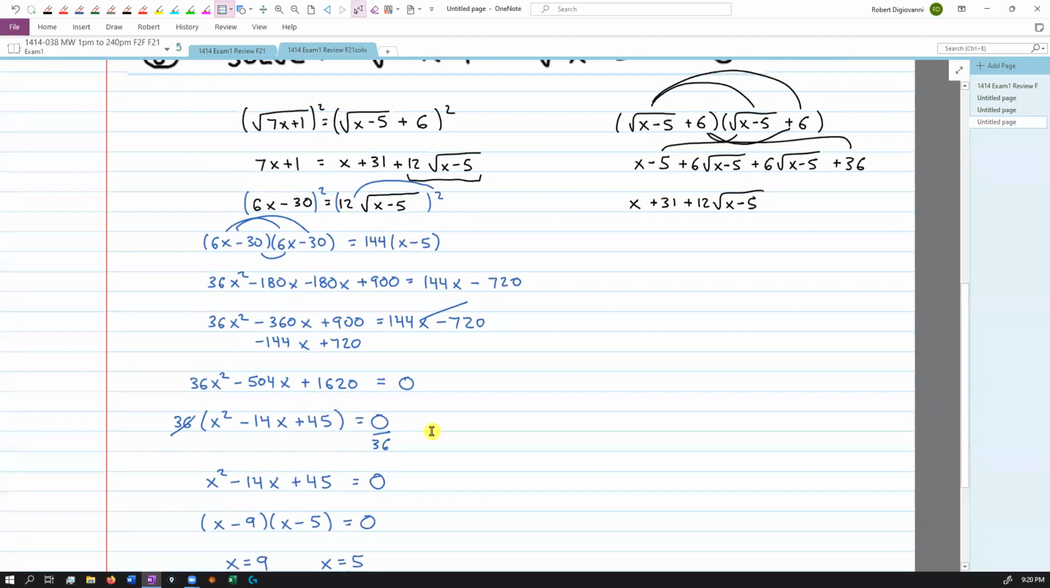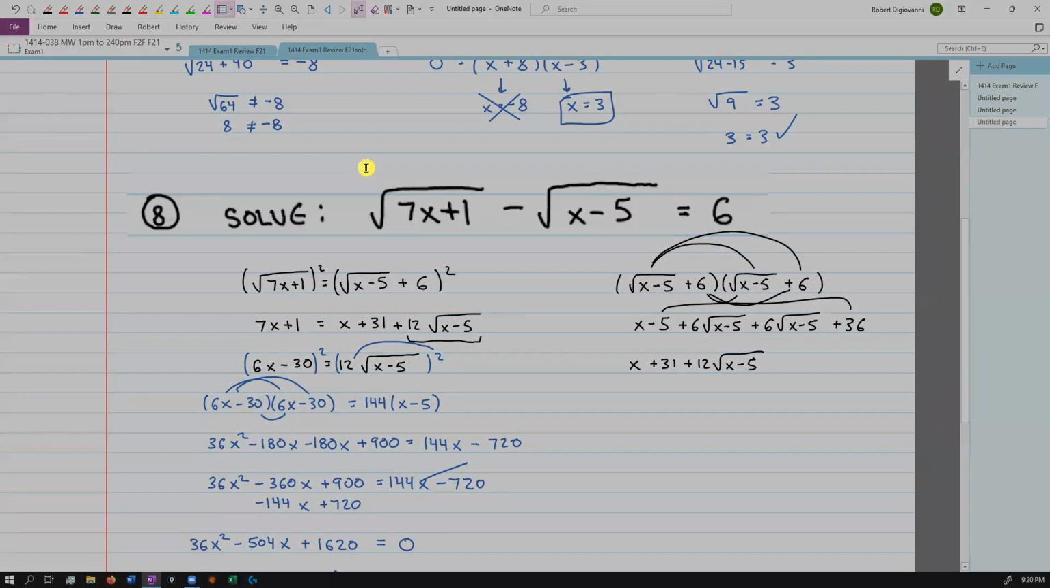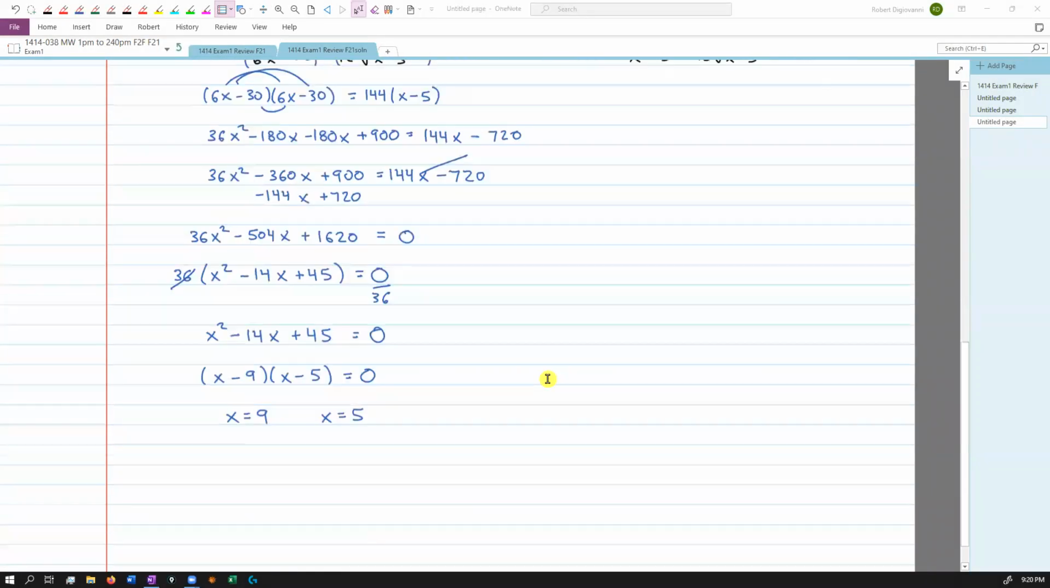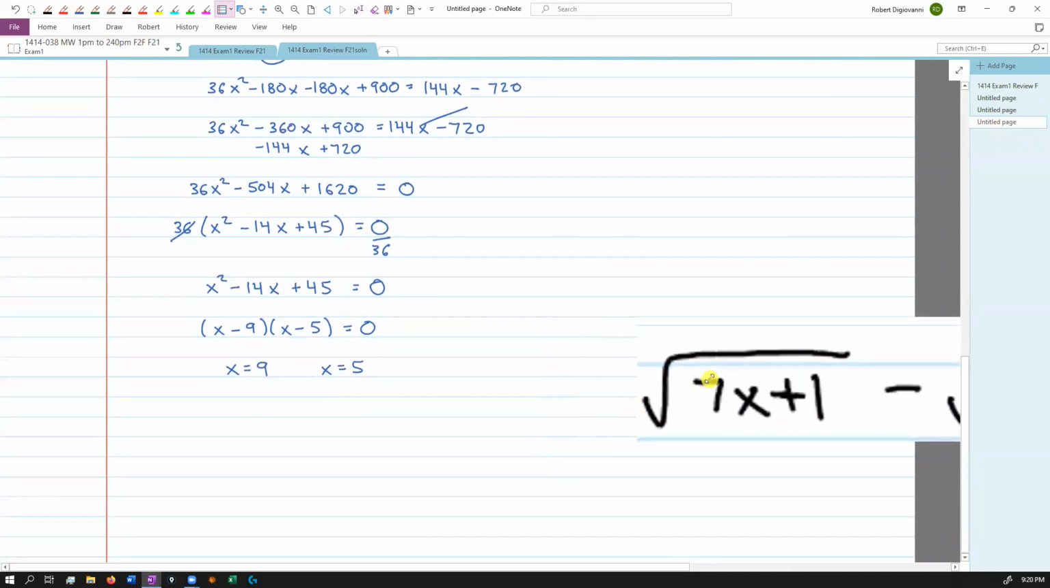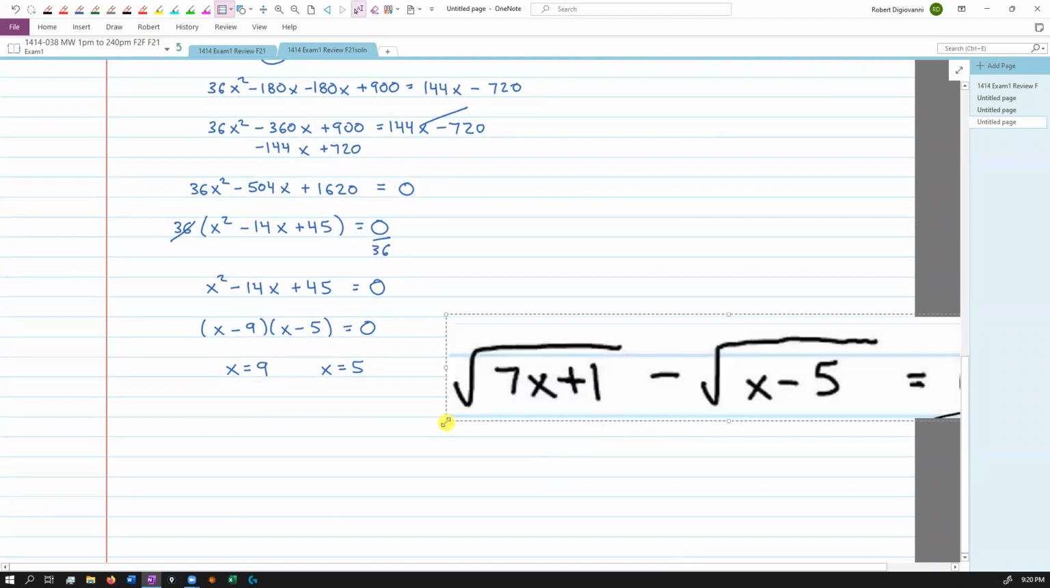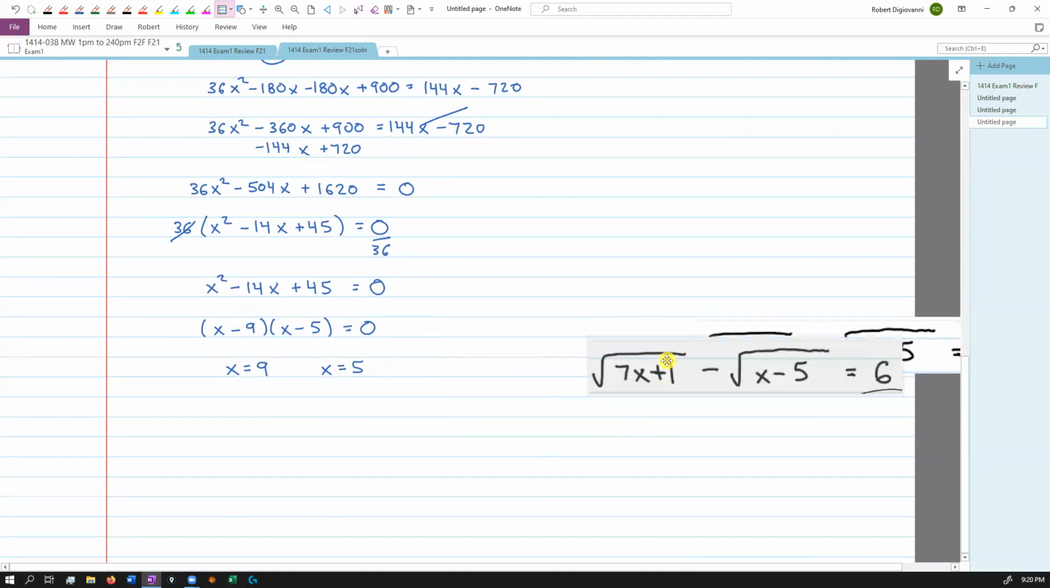All right, we have to check those in the original problem, which is this right here. Put it right here. That's big. I wish it would not come in big like that all the time.